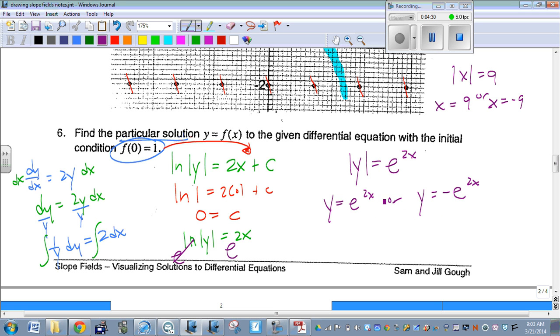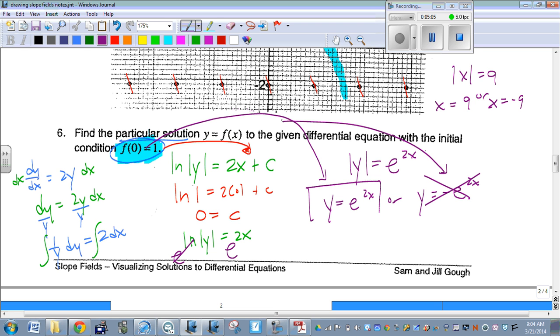Which one is it? It has to be one of these two, and it's not a guessing game. We can figure out which one it is from this initial condition again. This has to work in the equation. It's only going to work in one of them. So if we take this and plug it in, if we put 0 in for x, e to the 0 is just 1. That works out, right? Just check this one just to make sure. If we put 0 in for x here, we get e to the 0 is 1, but there's a negative out in front of it, so y would have to be negative 1. But here, clearly it says the y value is 1. So this one does not work, and this is our answer for this one.